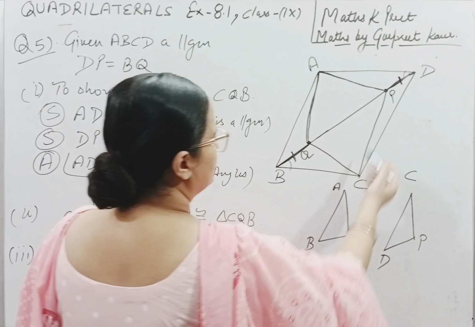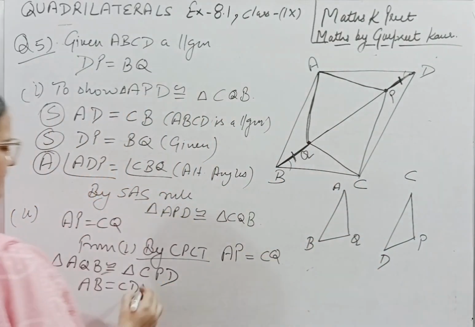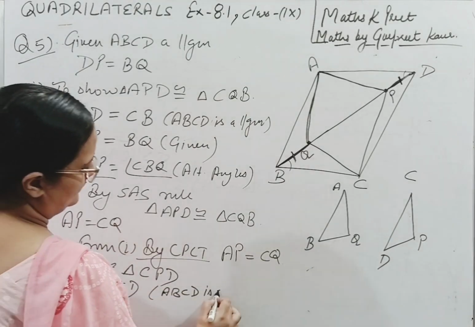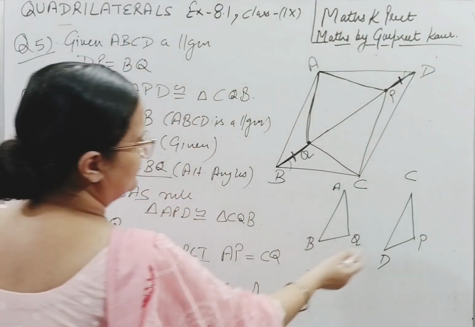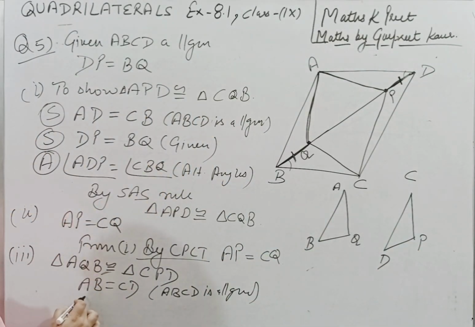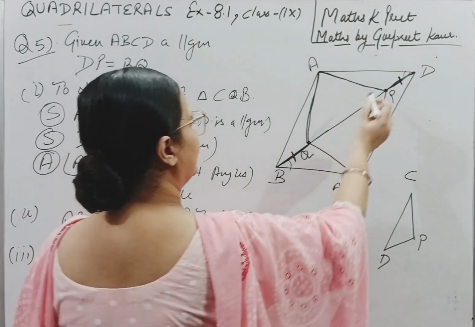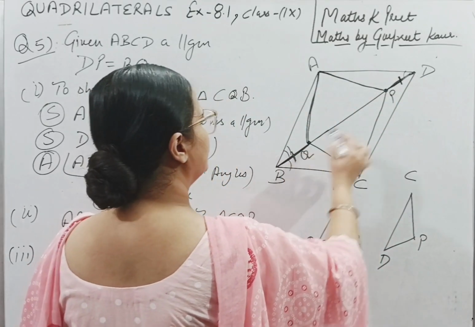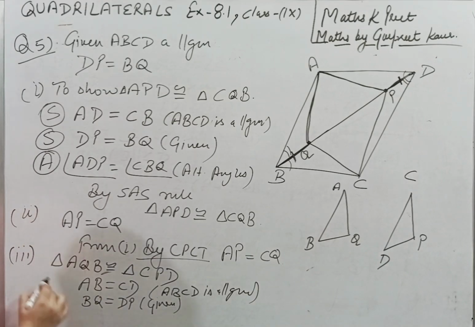So clearly AB will be equal to CD. Let me write AB is equal to CD. Why? ABCD is a parallelogram, so a pair of opposite sides will be equal. What else? BQ equals DP is given to us. Two sides we have proved. So this is the triangle and this is the triangle. So angle B will be equal to this angle D, again by alternate pair of angles. You can write this is a side, this is a side, this is an angle.